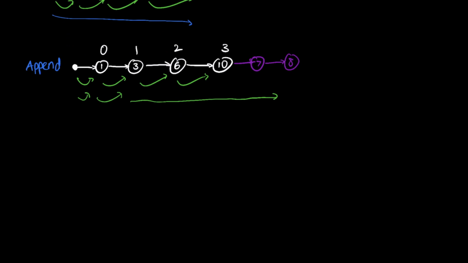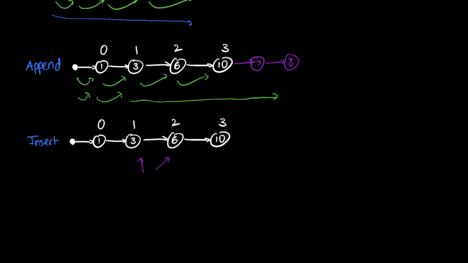So let's scroll down and let's just duplicate this once again. So we want to insert. And how are we going to insert? So let's say I want to put a new node in between this 3 and the 6. So I want to put a node at index 2 so that my new linked list becomes 1, 3, and then let's say my new item is 4, and then 6, and then 10.